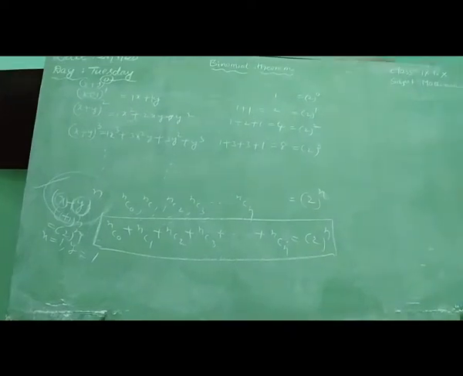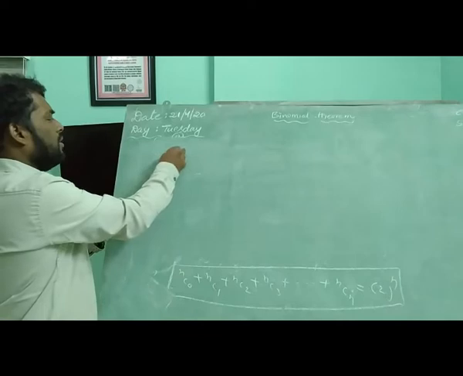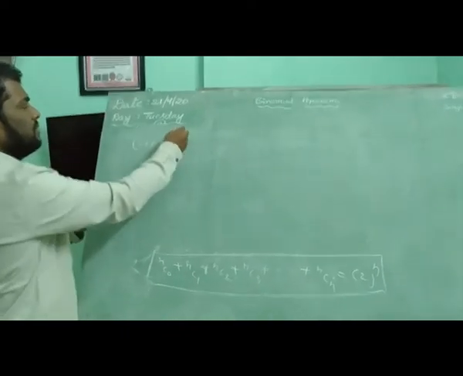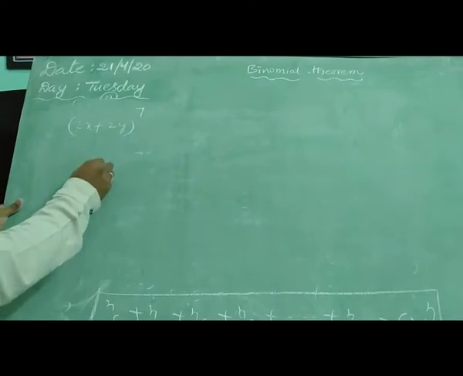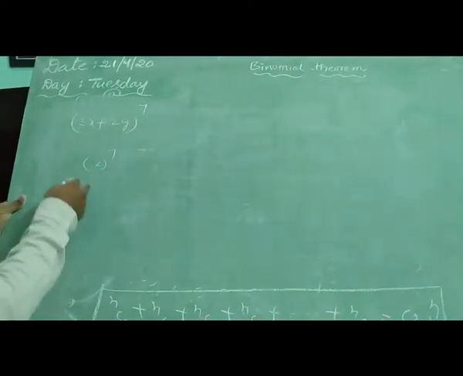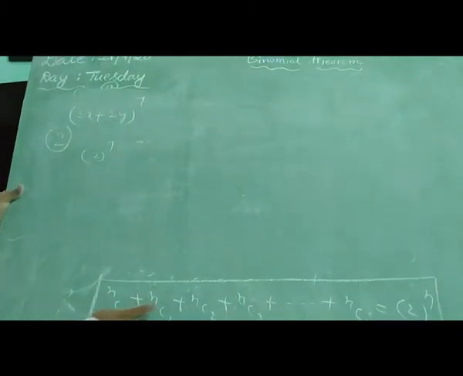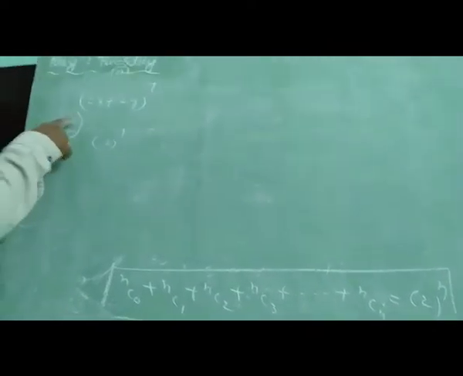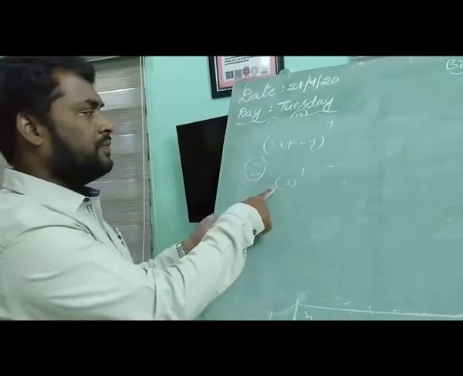I am giving one more example here. In competitive examinations, they will ask the sum of the coefficients in the expansion of 3x plus 2y whole to the power of 7. Most of the students give the answer as 2 to the power of 7. They use the formula 2 to the power of n. We already learned the sum of the coefficients in a binomial expansion is 2 to the power of n. They use the same formula. Is it correct, children? It is entirely wrong. Why?